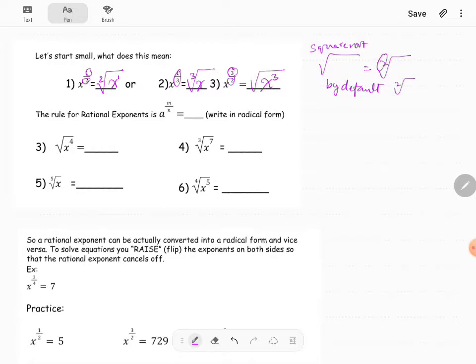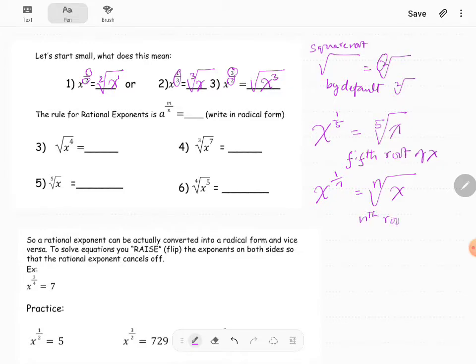As a practice, you can think of how this goes. Let's say x to the power of 1/5. You can pause the video to write what it is. So x to the 1/5 is the fifth root of x. x to the 1 over n means nth root of x. So n goes into the cup and we say it as nth root of x. All right, this is how it goes.